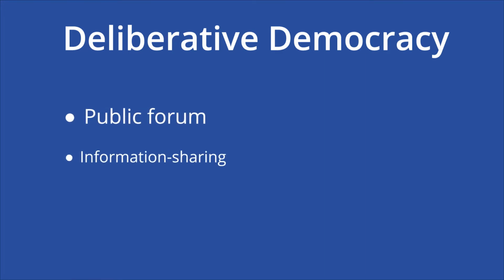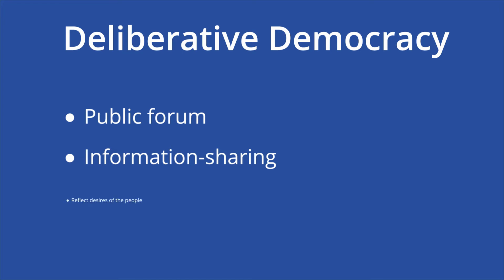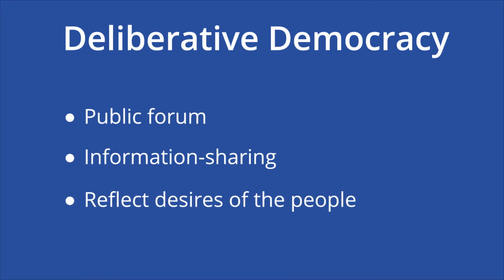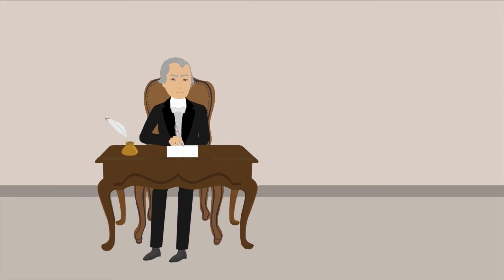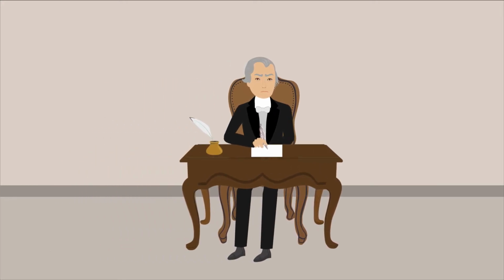Deliberative democracy is a theoretical model for a kind of government that emphasizes equal political participation in a public forum. It prioritizes information sharing. By doing so, political representatives can govern in a way that better reflects the desires of the people. In the 1980s, American political scientist Jane Mansbridge established the foundations for a deliberative model.